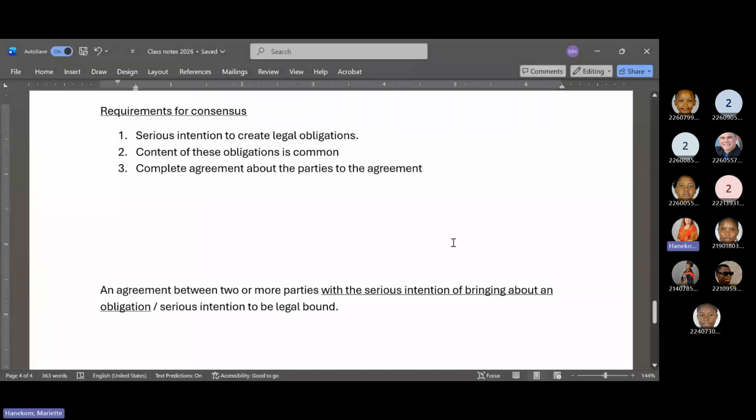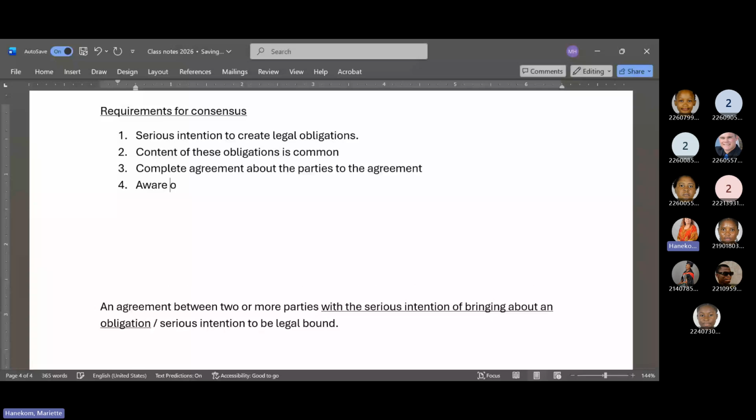The parties must be aware of the potential legal consequences. So those are your requirements for consensus. How do we reach consensus?